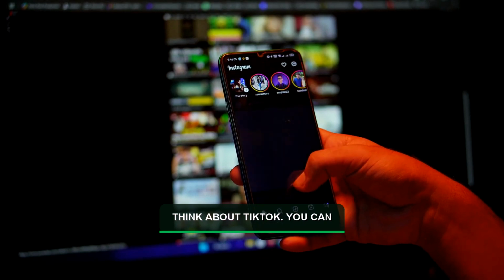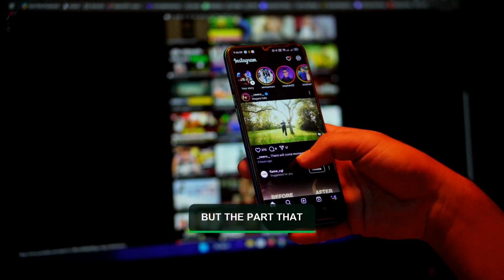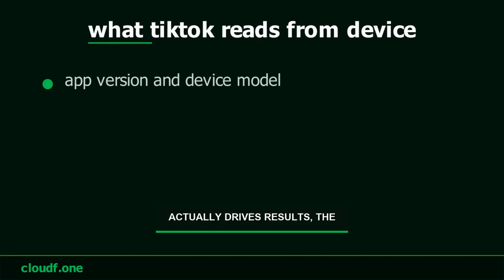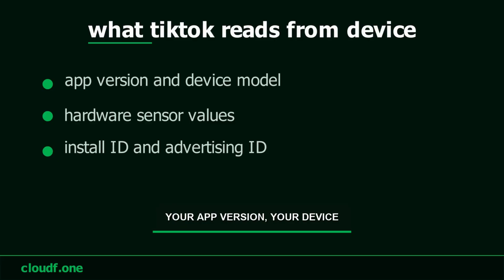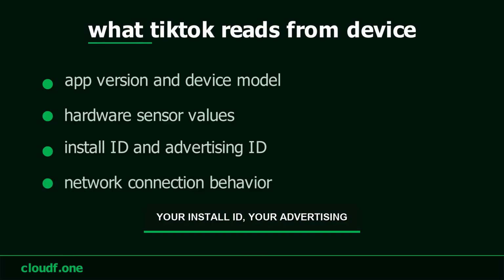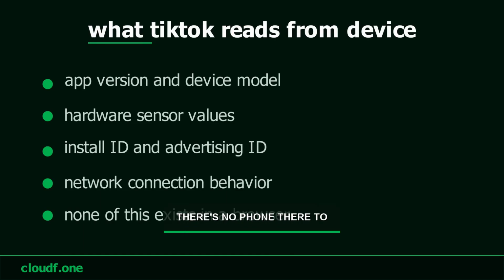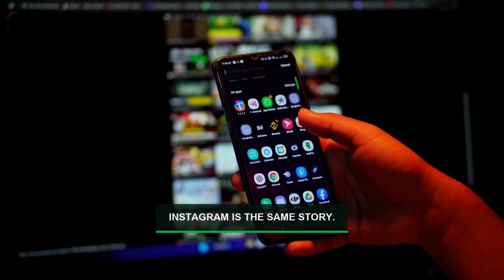Think about TikTok. You can log into the TikTok website, but the part that actually drives results, the For You feed, the posting flow, the creator tools, the live streams, all of that lives in the mobile app. And TikTok fingerprints hard on the device side. It reads your app version, your device model, your hardware sensors, your install ID, your advertising ID, the way your network behaves. A desktop browser profile cannot produce any of that because it isn't a phone and there's no phone there to read.